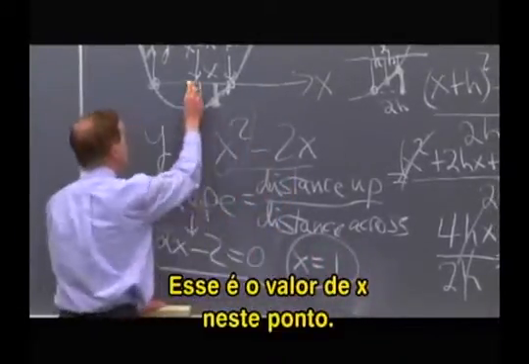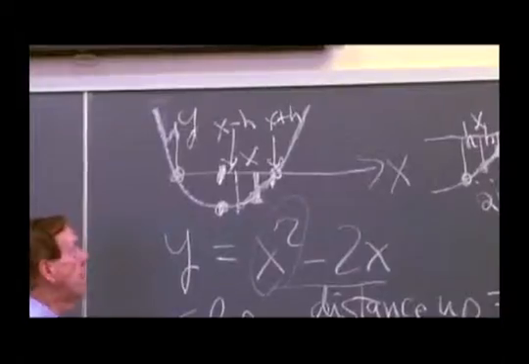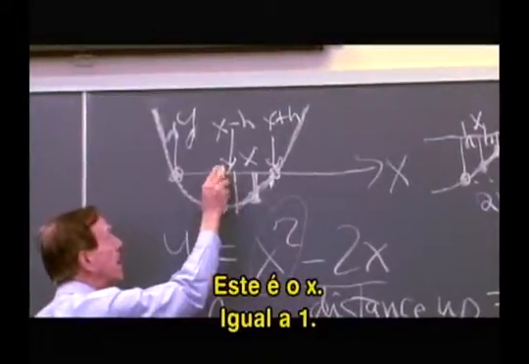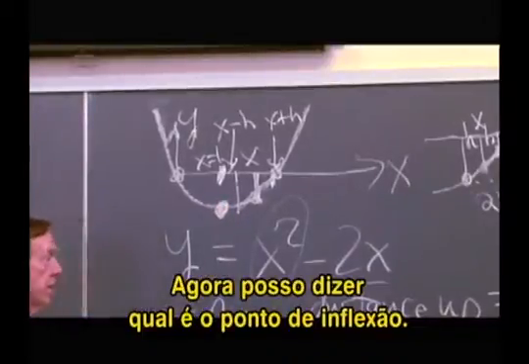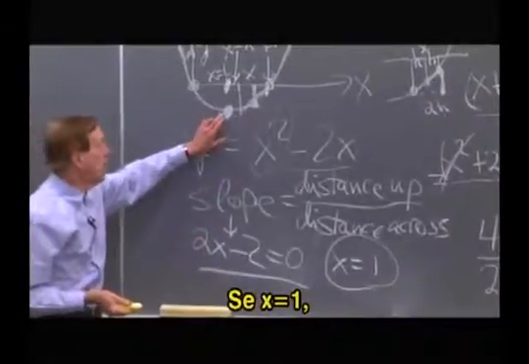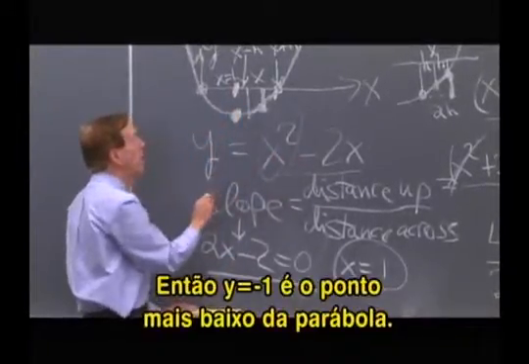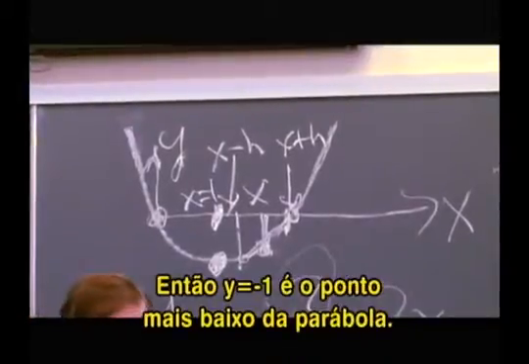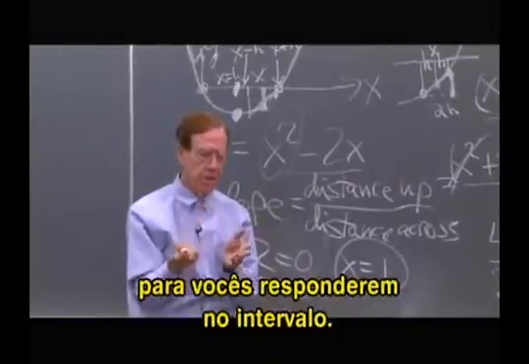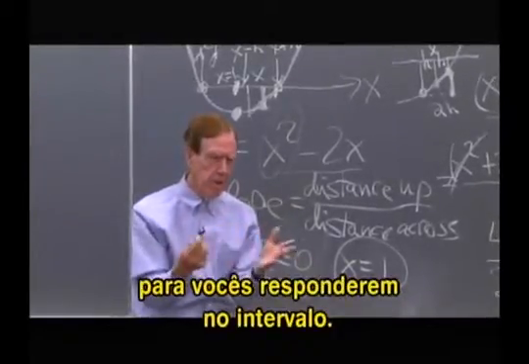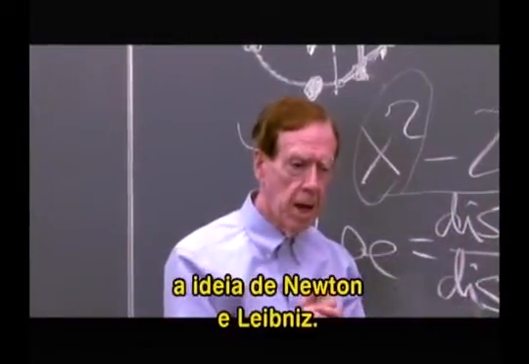X equal 1 is that value of x, where now I can say, what is the bottom value? The bottom value at x equal 1, y is 1 minus 2. It's down 1. So y equals minus 1 is the minimum of that parabola, that graph. Let me give you a question during the break to answer. Give you a chance to use this idea, the Newton-Leibniz idea.